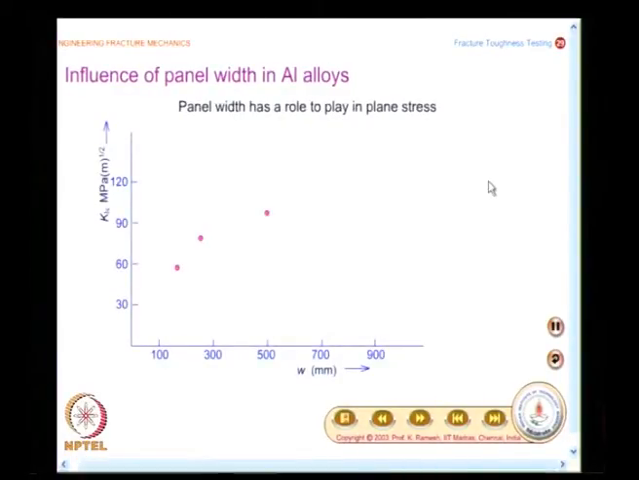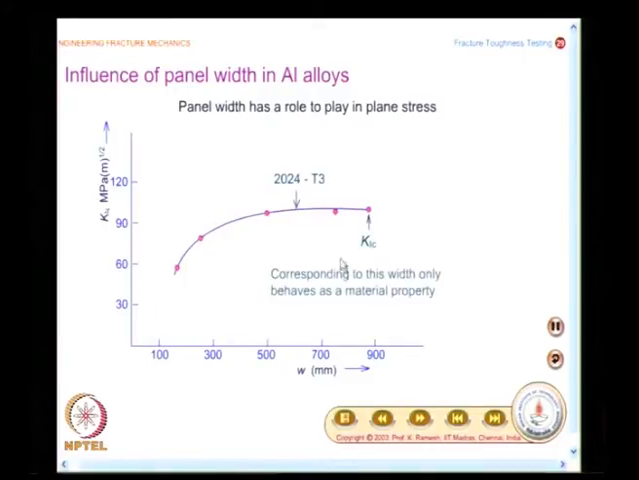And what you will also have to notice is that only for a particular panel width or beyond that, whatever the property you find out as critical stress intensity factor, it stabilizes. I would like you to make a neat sketch of this.